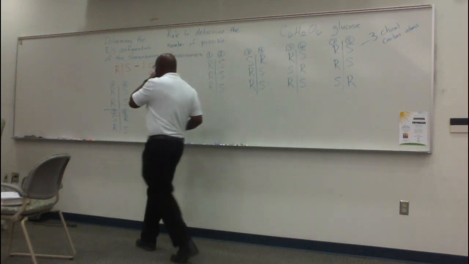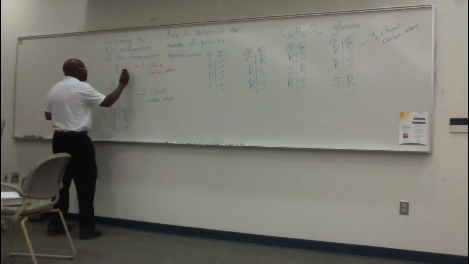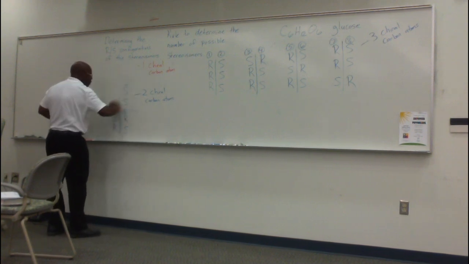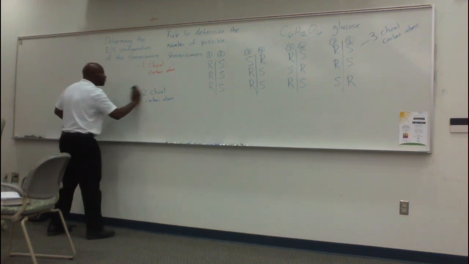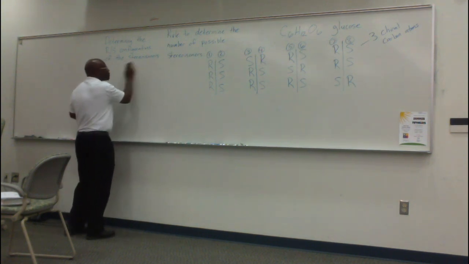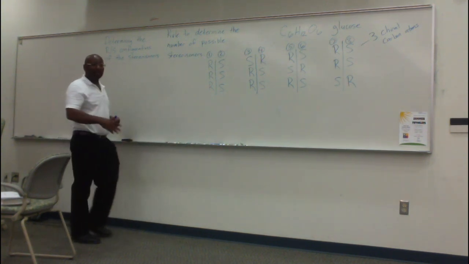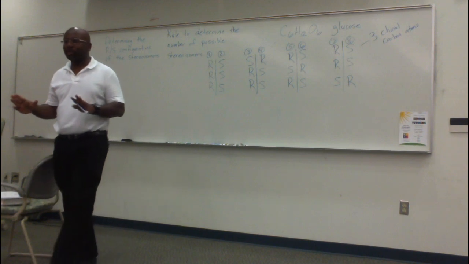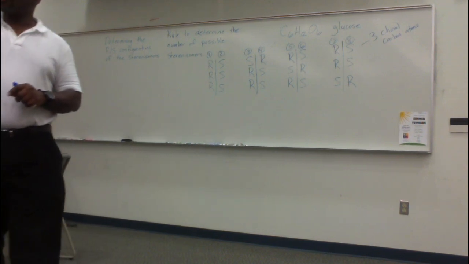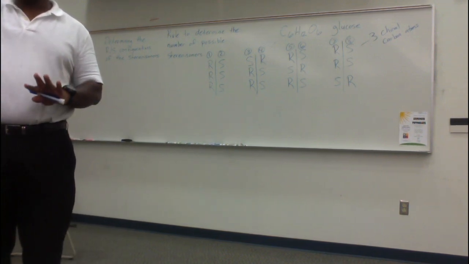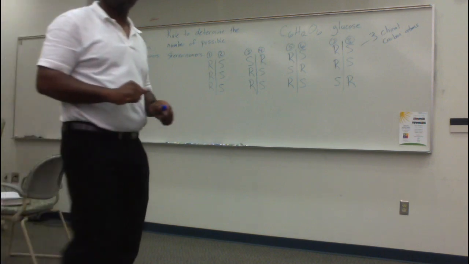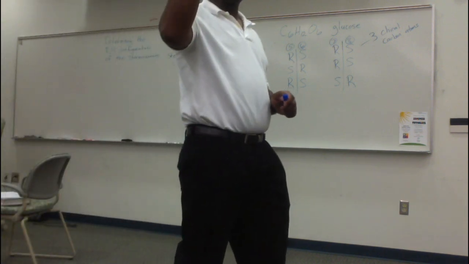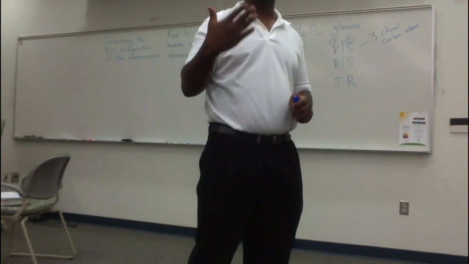So now we'll do one with 4. Again, we're going to have a pattern to it. We're not going to just jump around everywhere. We have 4 chiral carbon atoms. How many letters do we have? 4. Every chiral carbon atom must have its own letter.